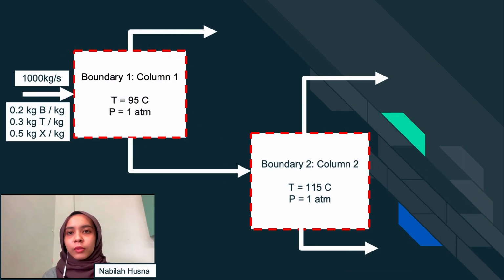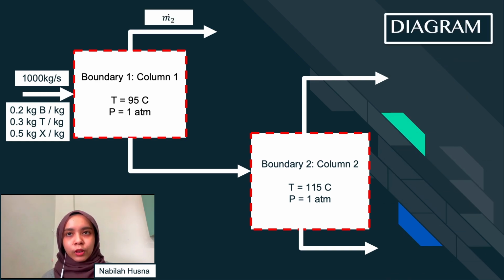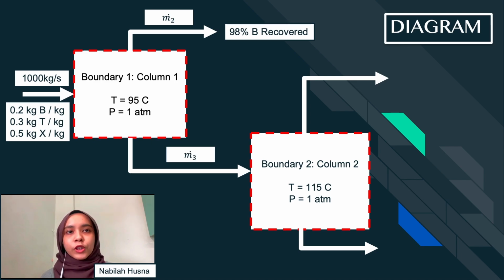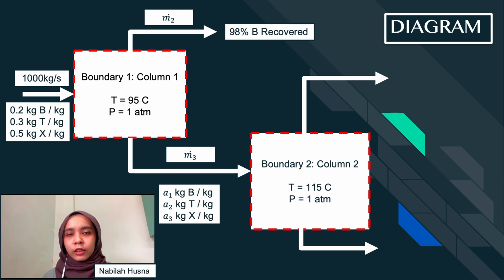For the first column, the input for the column is as given by the question. The temperature that we set for the first column is 95 degrees Celsius. For the top stream, we label the mass flow rate as M2, where 98% of only benzene is recovered there. For the bottom stream, we label it as M3, which consists of all the components. We label the unknown for benzene as A1, toluene as A2, and xylene as A3.